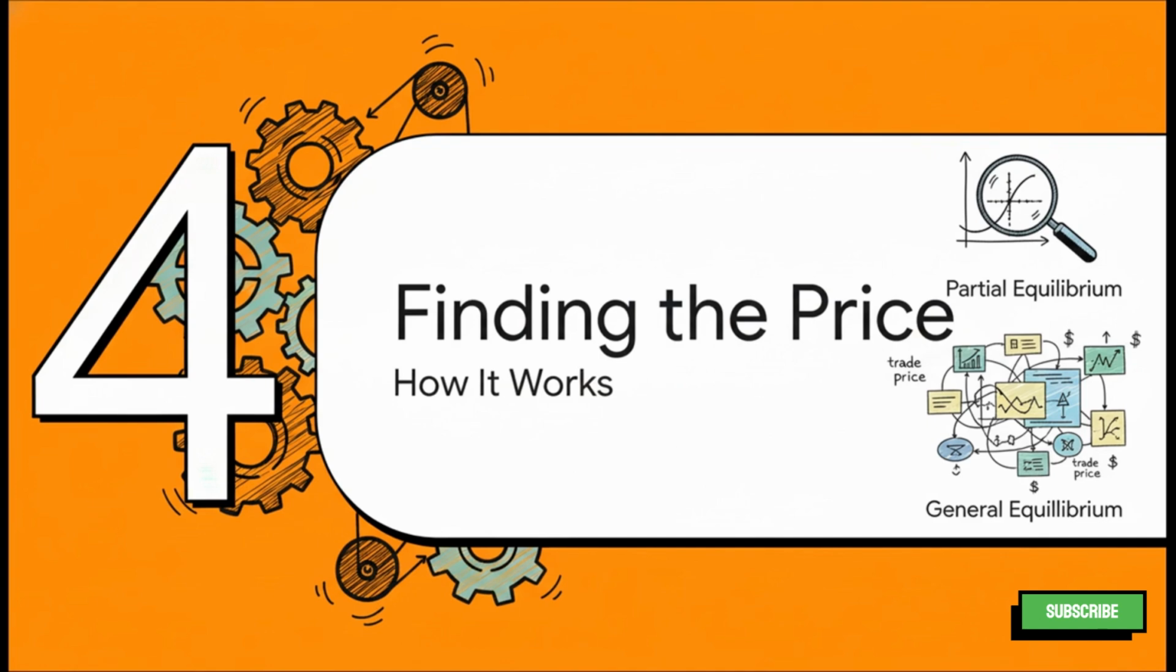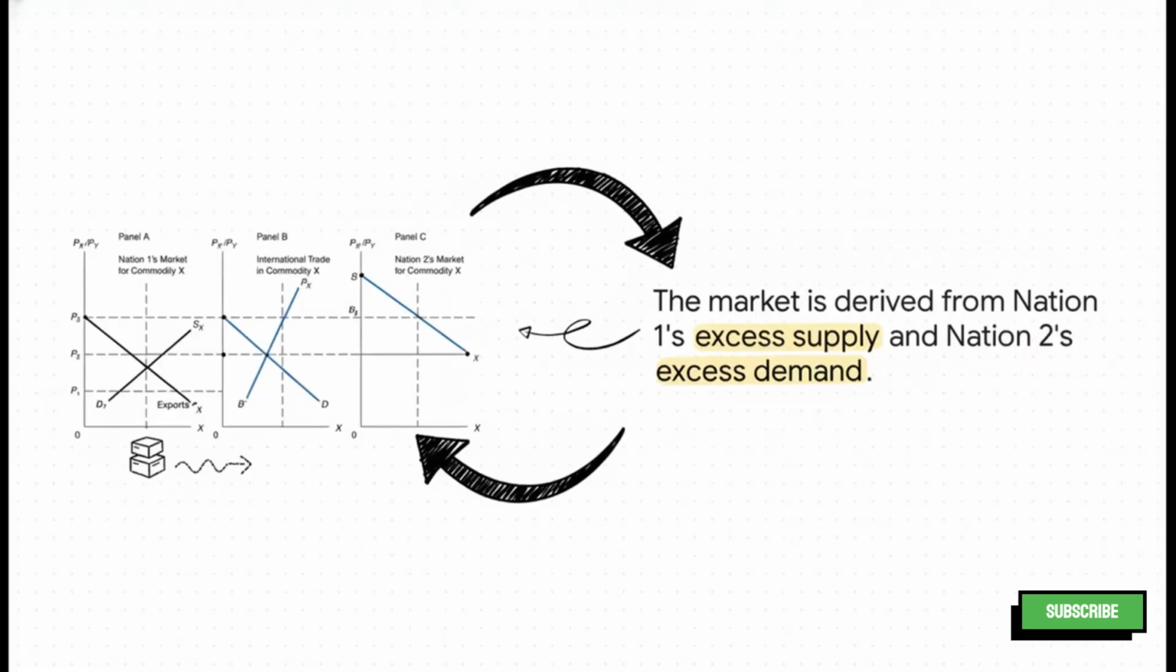Okay, so we've met our two tools. We know what they are. Now for the fun part. Let's see how they actually work. How do they find that equilibrium price we've been talking about? Let's start with partial equilibrium. This three-part graph might look a little intimidating, but it's actually pretty straightforward.